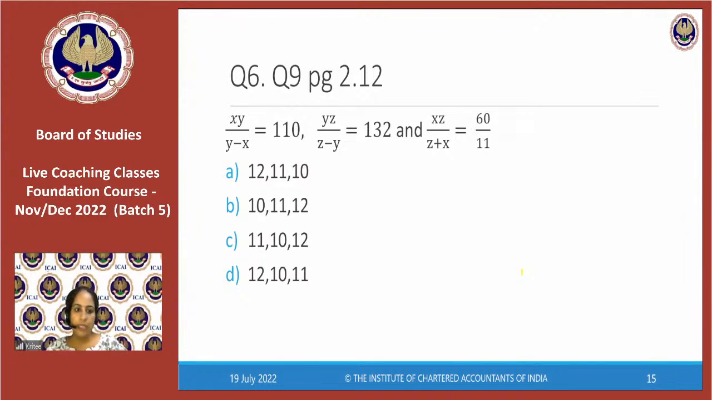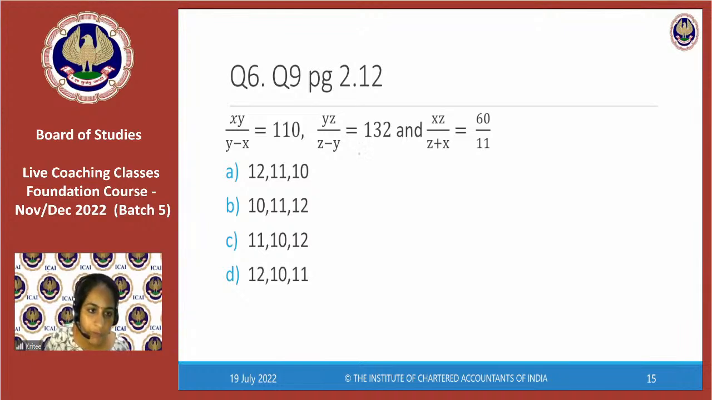Okay, so everybody has already started giving me the answer for question number 9 of page 2.12. So yes, one way of doing this question is, if you do not want to solve this, the easiest way is just to pick up the values and check which option is giving you the correct answer.